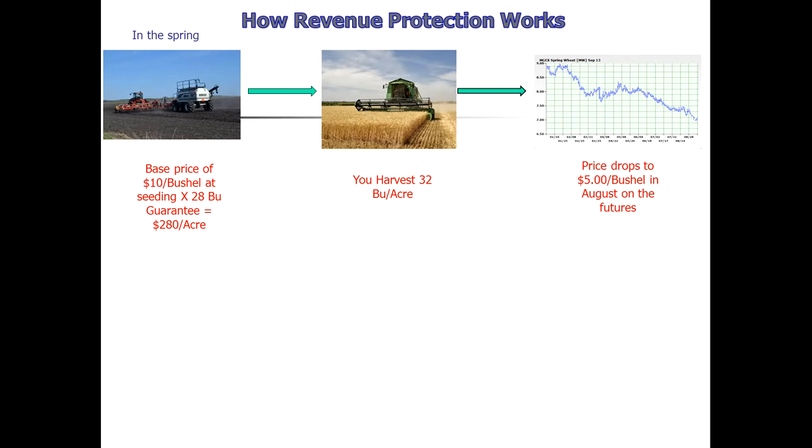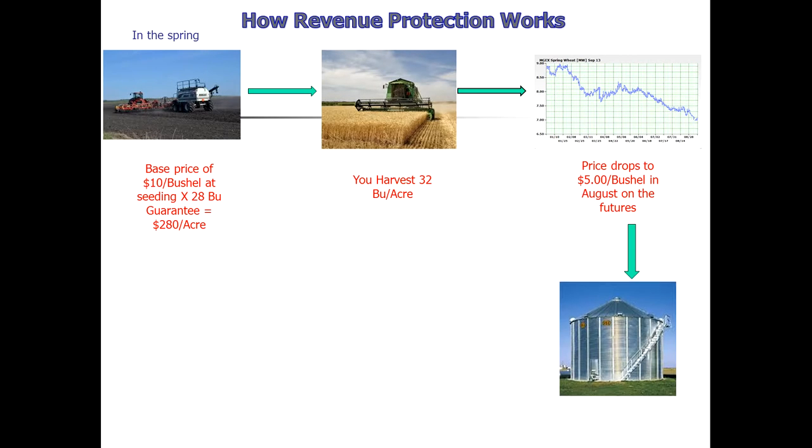So basically, at harvest on your insurance now, they figure another price, and that's called the harvest price. So the price dropped now to $5 a bushel in August on the September futures. So the grain that you cut and put in that bin or delivered to the elevator, in theory, is probably only worth about $5 a bushel at the elevator.